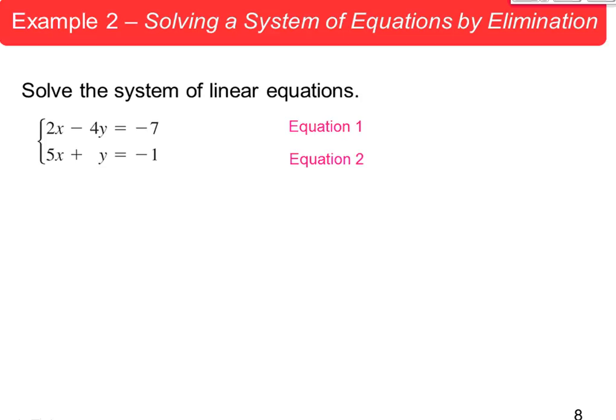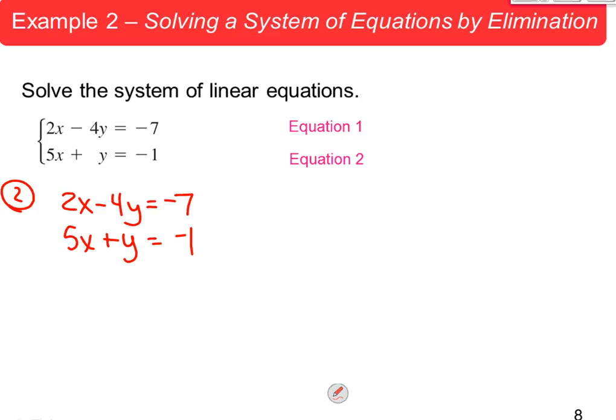And for some reason, I just like to always rewrite the problem. So 2x minus 4y equals negative 7. 5x plus y equals negative 1. If I were here, I would ask you which equation or which variable you want to eliminate first, but I'm going to pick for you.